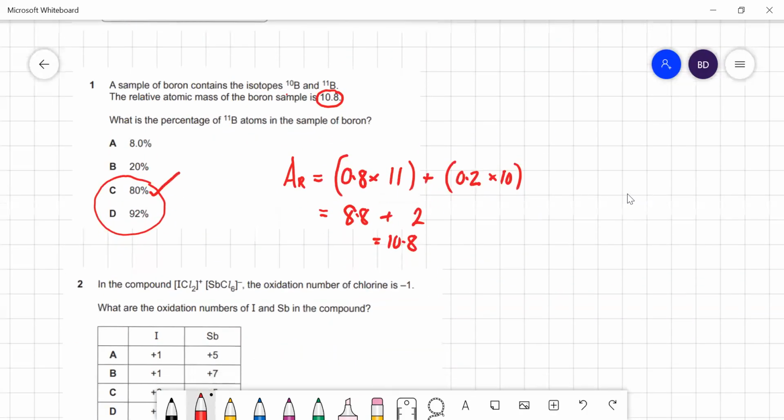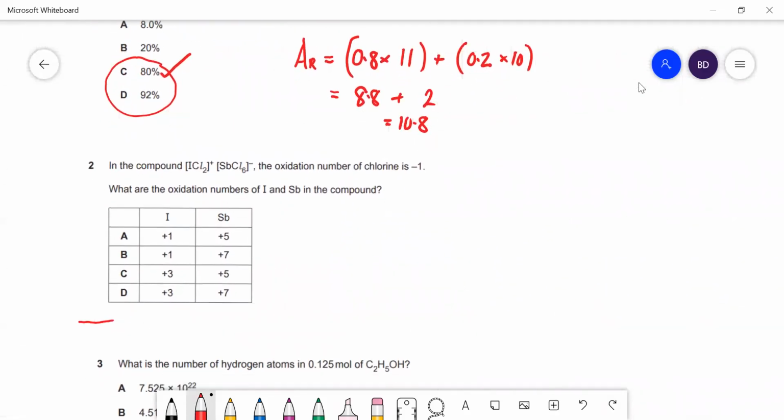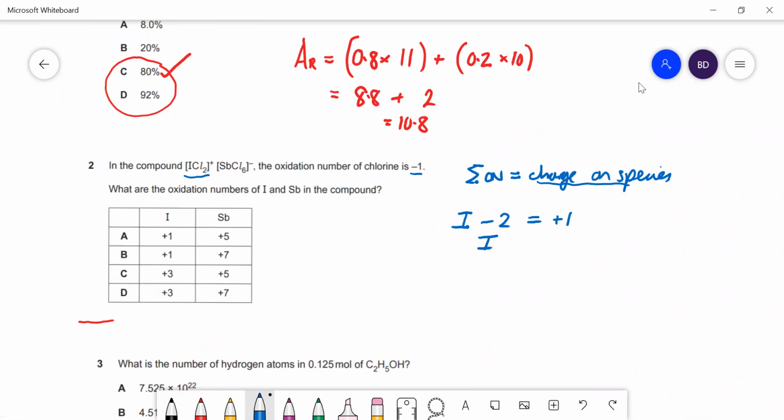Right, now oxidation numbers. So we're going to use the sum of the oxidation numbers is equal to the charge on the species. Okay, so let's do the ICl2 first. Iodine is unknown. They tell us the chlorine is -1, and there's 2 of them, so that's -2 from the chlorines, and the charge on the species is equal to +1. So iodine, rearrange that bit of algebra, iodine is equal to +3.